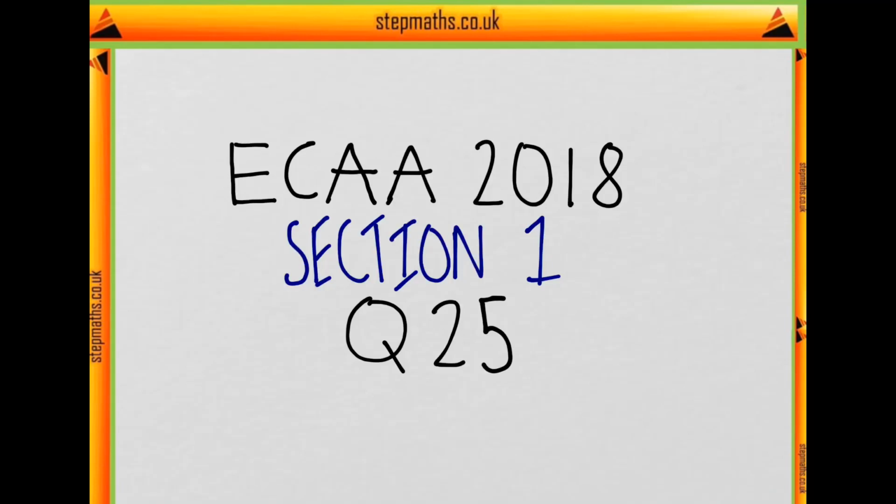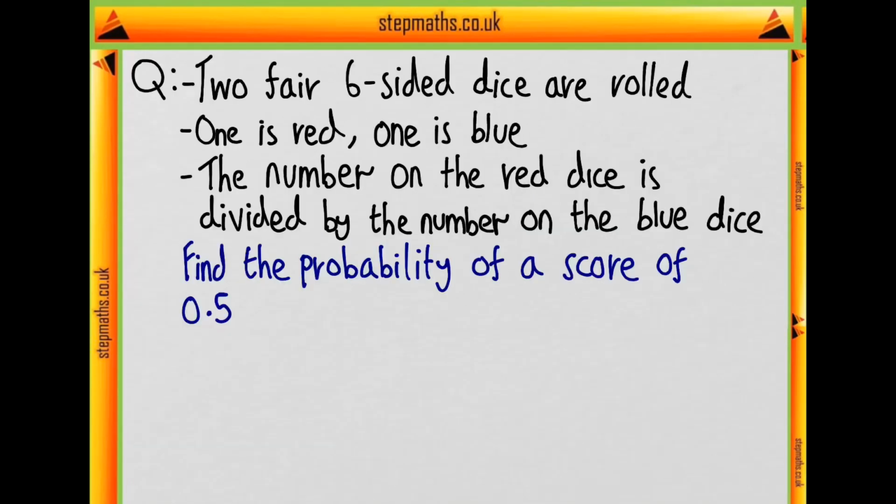This is question 25 from section 1 of the 2018 ECAA paper. So we're given a scenario in which we have two fair six-sided dice, one of which is red and one of which is blue, and we roll both of them. And what we do for our score is we take the number on the red dice and divide it by the number on the blue dice. And we get our score, and we're asked to find the probability of getting a score of 0.5.